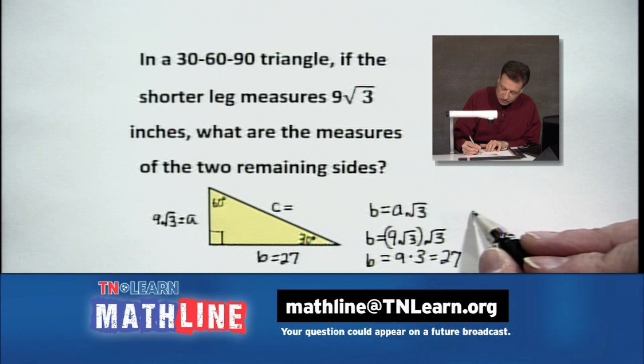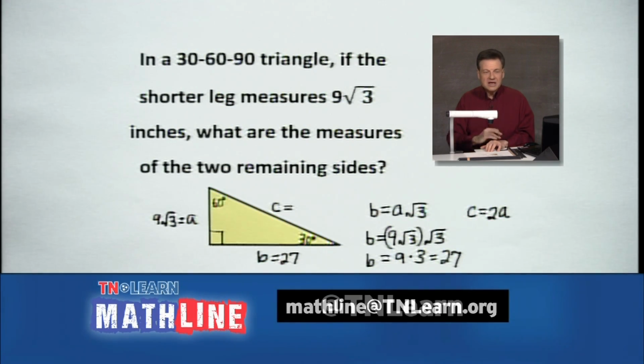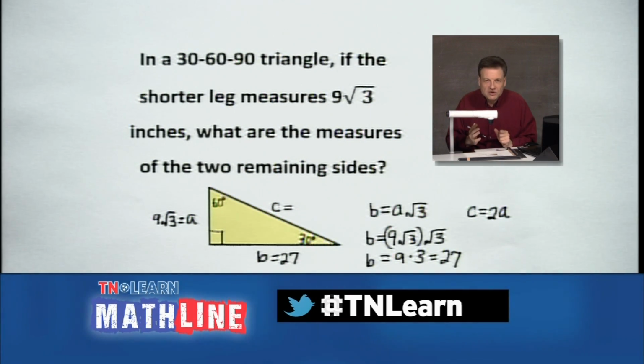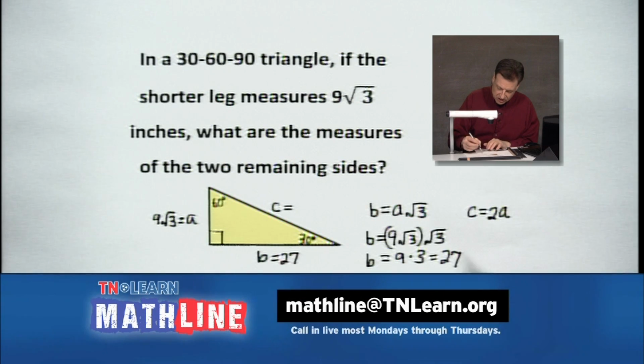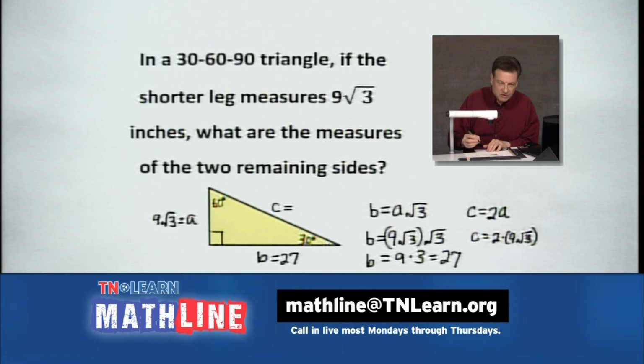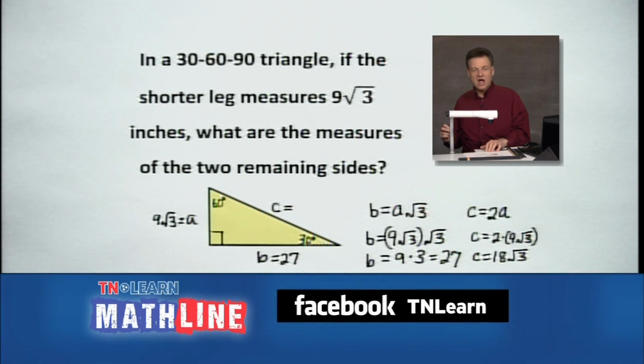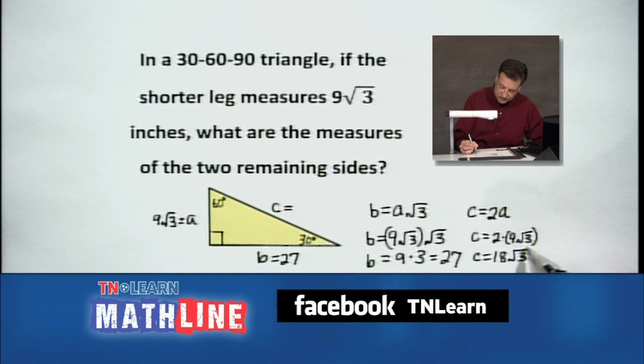Now, what's easy? C. Remember, C equals what? 2 times our value of A. A is 9 times the square root of 3, double that. You're going to get 2 times 9 times the square root of 3, or 9 square roots of 3, and that equals 18. Bring the root along for the ride. So 18 square roots of 3, that's your final answer for C.